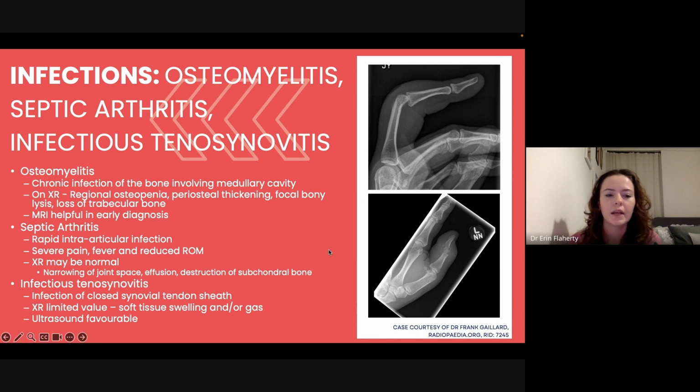And then another one is infectious tenosynovitis. This is where you get an infection within the synovial tendon sheath itself. You won't see much on an x-ray. Again, it's mainly clinical, but we can see it on ultrasound. You might see some soft tissue swelling and gas. And for these ones, you definitely want to operate. They need to have that tendon cleared out pretty ASAP.